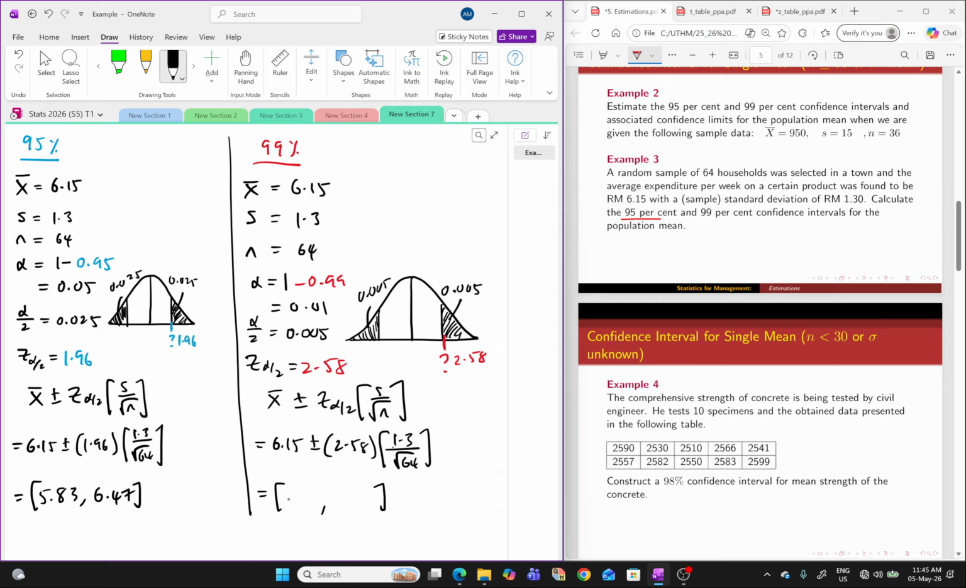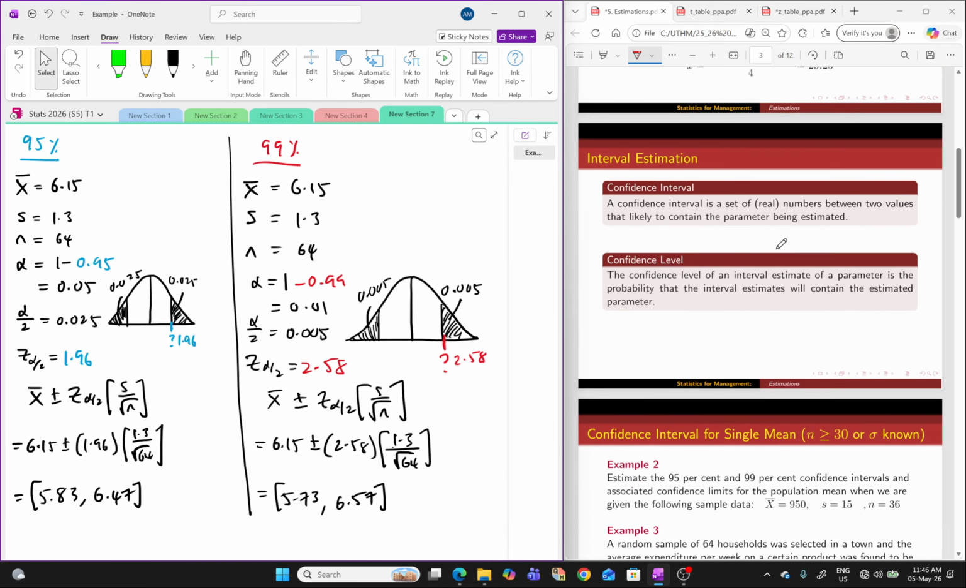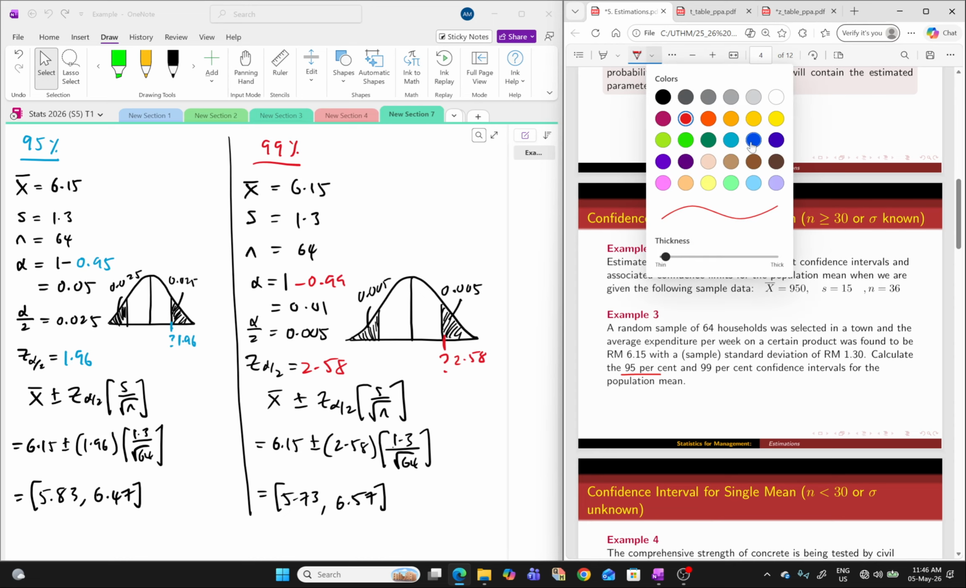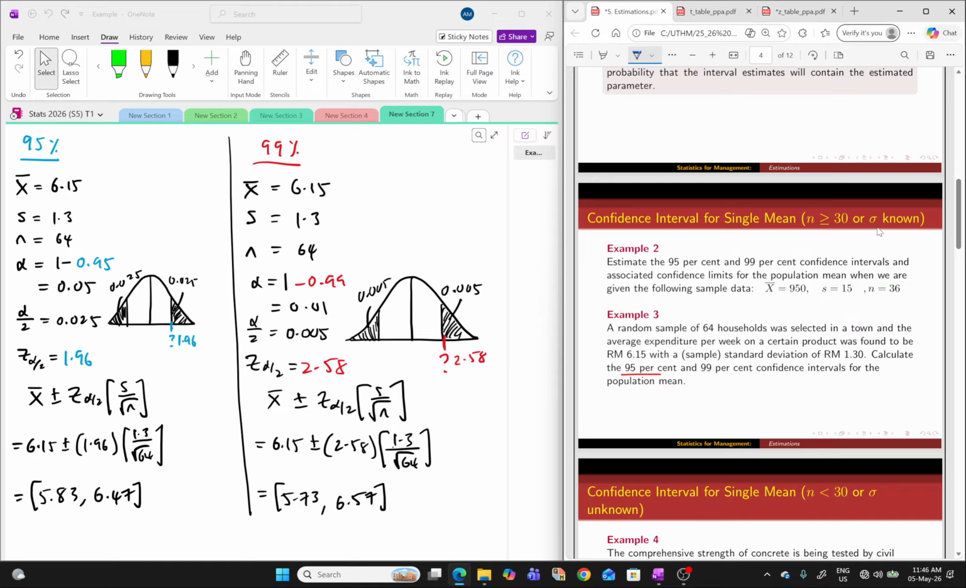So what do you get? 5.73? 6.57. So far what we did is we did the estimation for sample size more than 30, and we assume that we know the population standard deviation.